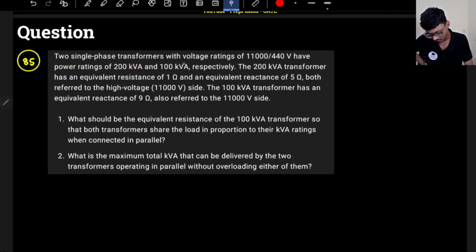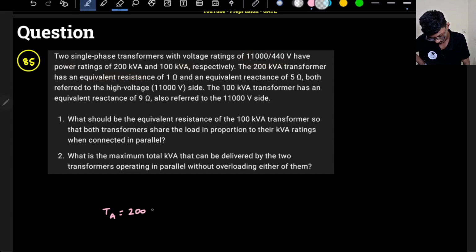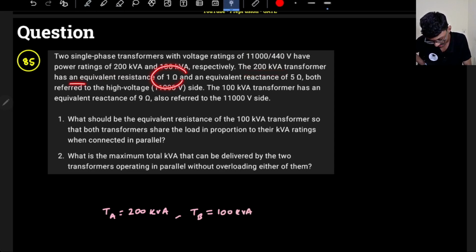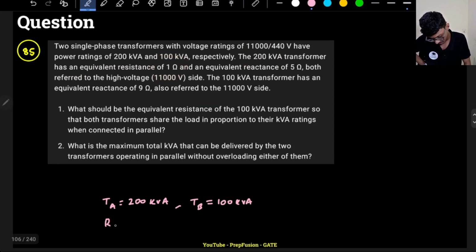Two single phase transformers with voltage rating this and this have power ratings this. TA is equal to 200 kVA and TB is equal to 100 kVA. The 200 kVA transformer has an equivalent resistance RA of 1 ohm and equivalent reactance XA of 5 ohms. Both refer to high voltage side.